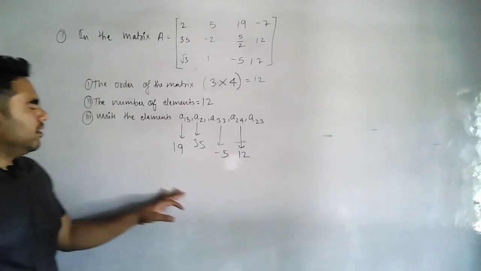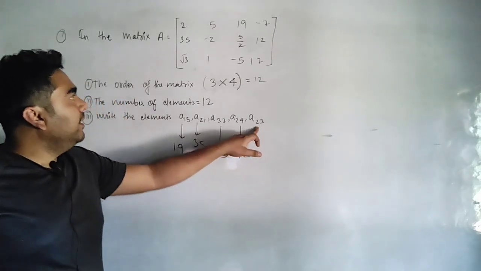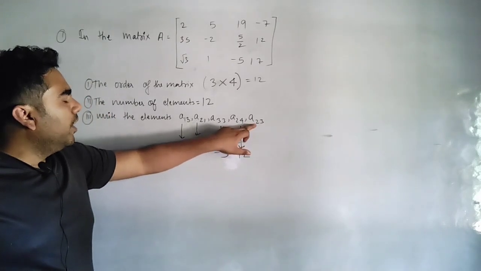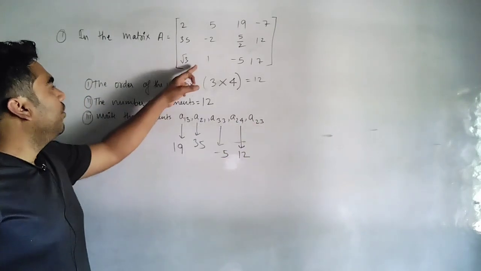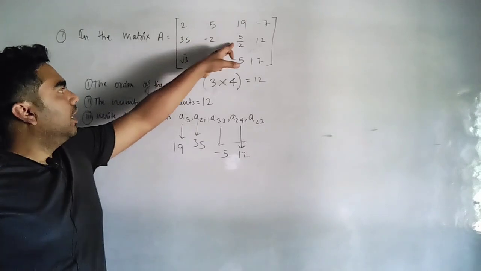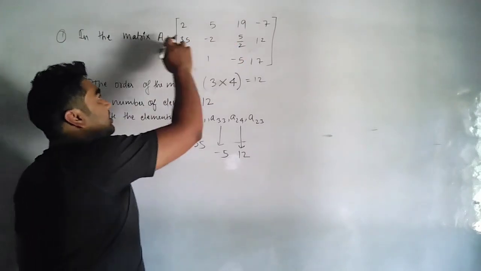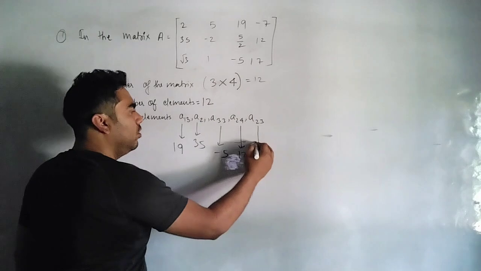Now the final element, A23. Second row, third column. That is 5 upon 2.